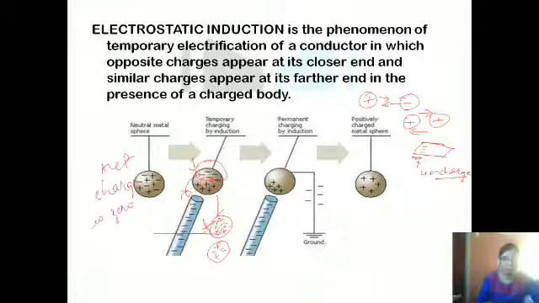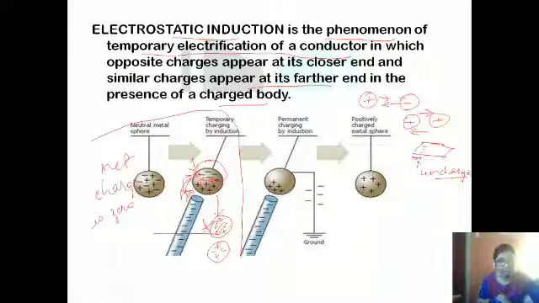So this is the definition of electrostatic induction. It is the phenomenon of temporary electrification of the conductor. This conductor is getting electrified temporarily when we are bringing the charged body near it, such that the opposite charge, unlike charge, appears at its closer end and the similar charge appears at its farther end in the metallic sphere. So this is the first part. We have understood how the charged body attracts an uncharged body with the help of electrostatic induction.